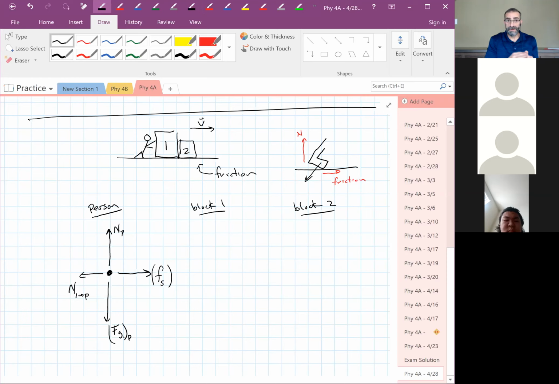Okay, so the only free body diagram I've drawn so far is the free body diagram for the person. So this is every force acting on the person. And after our break, we will draw the free body diagram for block 1. That'll be every force acting on block 1. That's going to have the force from the person pushing on block 1, right? And then we'll draw the free body diagram for block 2, and that'll have every force acting on block 2. Okay, so let's take a 10-minute break, and then we'll finish this up when we get back.